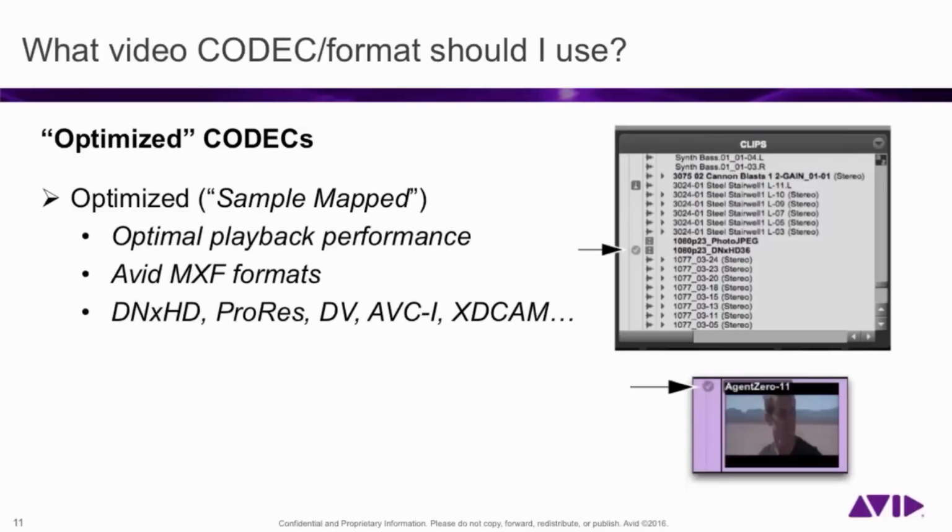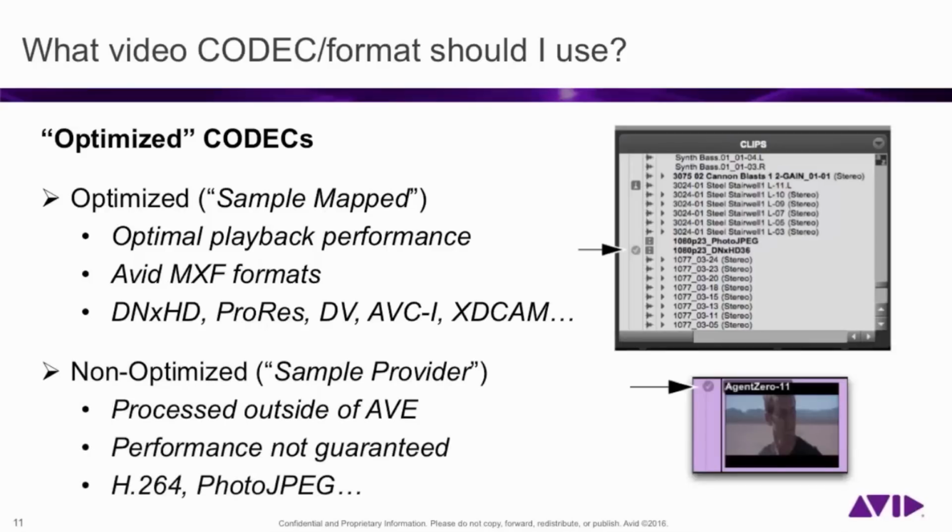This means that particular file is what's known as an optimized codec. This is a key thing to bear in mind when you're working with the video engine. An optimized codec, also known as sample mapped, basically provides optimal playback performance. The video engine has been written to work best with these optimized codecs. So what codecs does it apply to? It applies to all Avid MXF formats. In terms of QuickTime file types, it's DNxHD, ProRes, DV, AVC-Intra, XDCAM, etc. That's not an exclusive list.